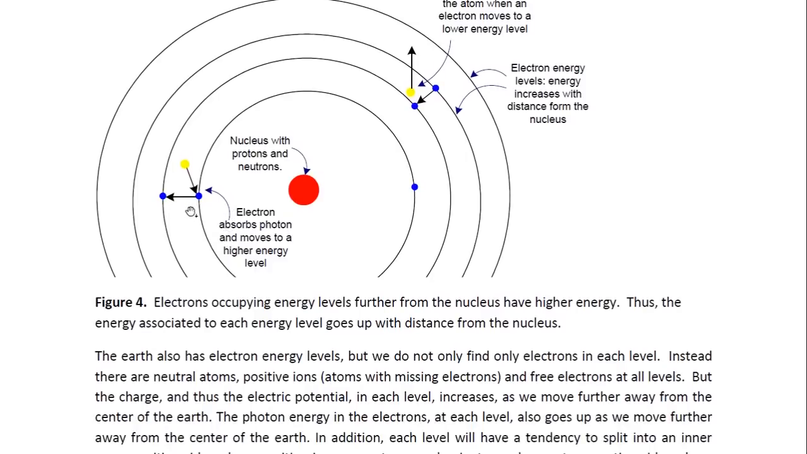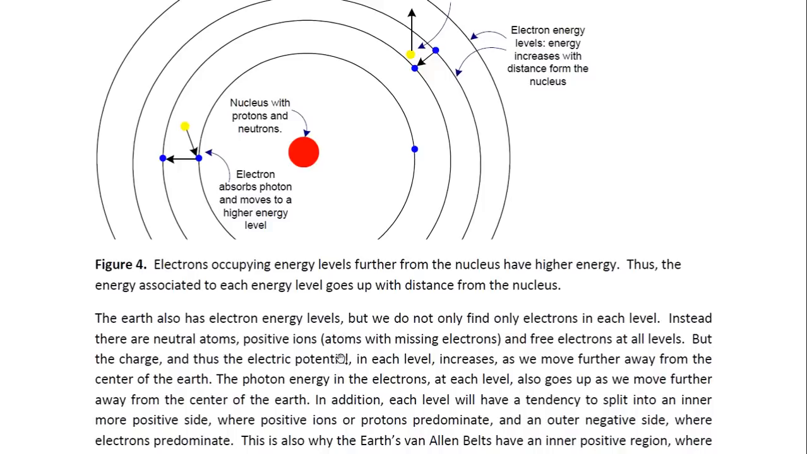And when an electron absorbs a photon, then it gains energy, so it moves to a higher energy level. This also means that as we move further away from the nucleus, we get energy levels that have an energy associated with them that is higher. So energy increases the further out we move from the nucleus.